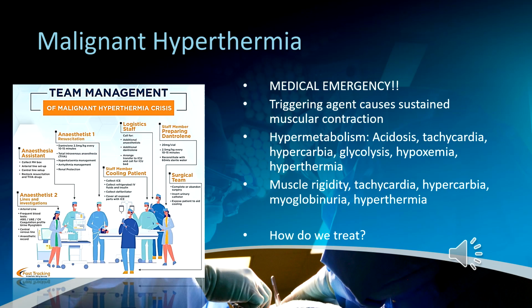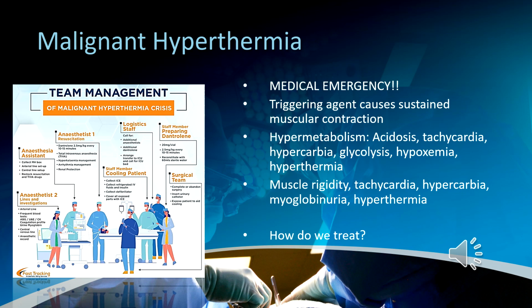Malignant hyperthermia is a medical emergency. If this does not get treated quickly, your patient will die. So a triggering agent causes sustained muscular contraction. A triggering agent can be any volatile gas other than nitrous oxide, or succinylcholine. Succinylcholine is not used as a paralytic as often as other drugs like vecuronium and rocuronium now, because we have found it is linked to higher cases of malignant hyperthermia. So family history also puts the patient at greater risk of malignant hyperthermia. That's why it's important for that pre-op history to determine what family history is.